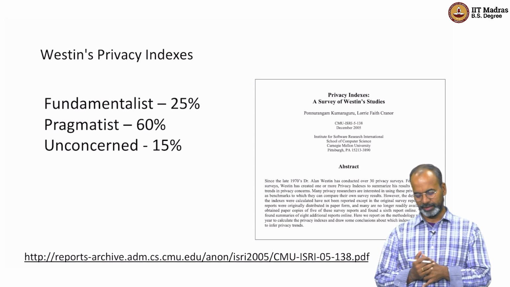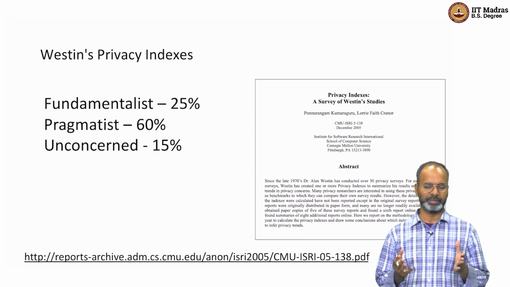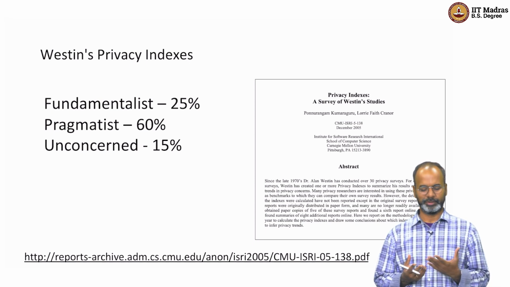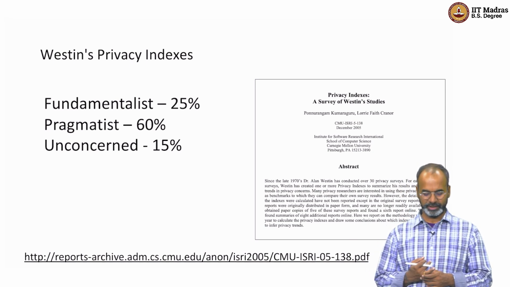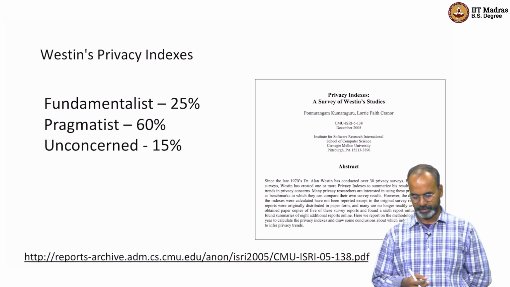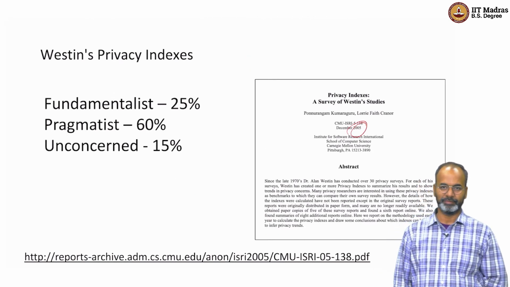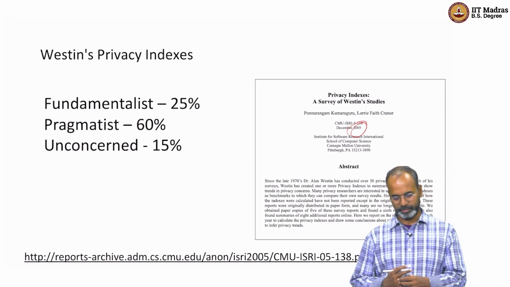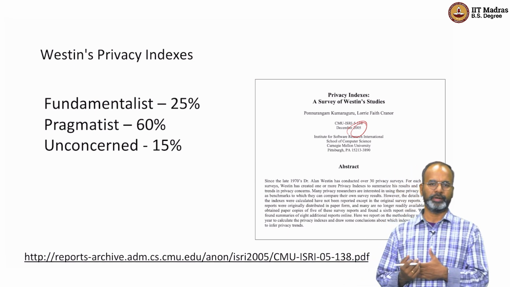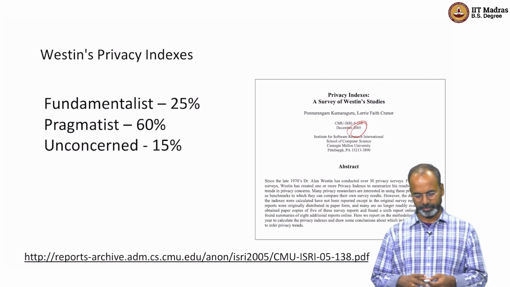Westin had done these kinds of studies for about 30 years or so, asking the same questions to statistically representative samples in the US, and found that fundamentalists were about 25%, pragmatists were about 60% on average, and unconcerned were about 15%. This was a report that we had written in 2005, comparing all the data that Alan Westin had collected over many years. The idea for writing this report was to have a one-point document which gives you details about these 30 years of research that Alan Westin had done.